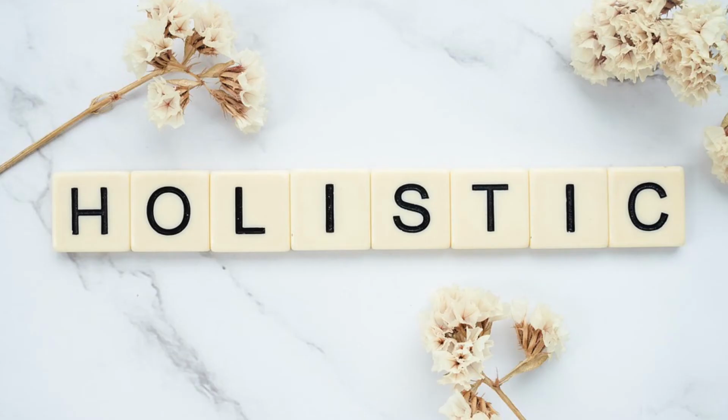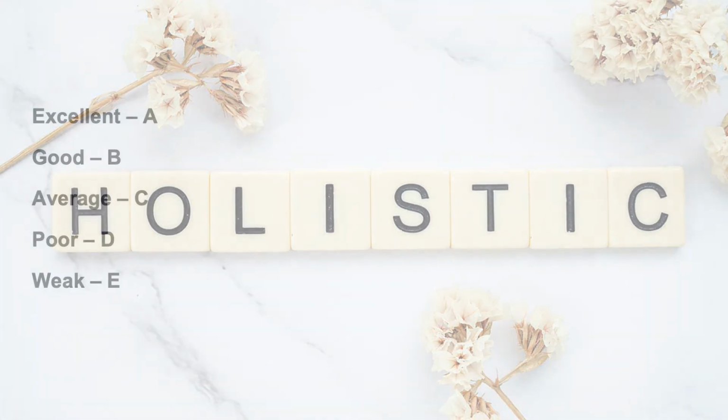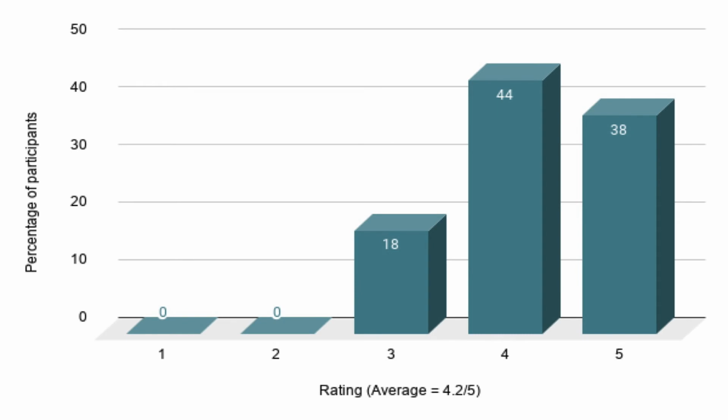Rubrics can be classified as holistic and analytic. Holistic rubrics integrate all aspects of the work into a single overall rating of the work. For example, the grades commonly used at university, that is A for excellent, B for good, C for average, D for poor and E for weak, usually express an assessor's overall rating of a piece of work.